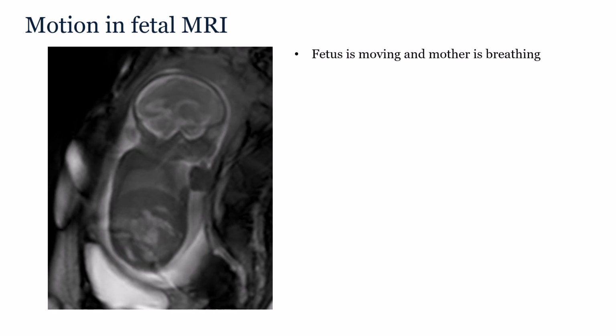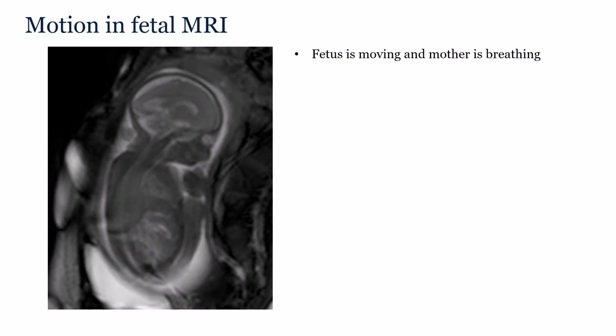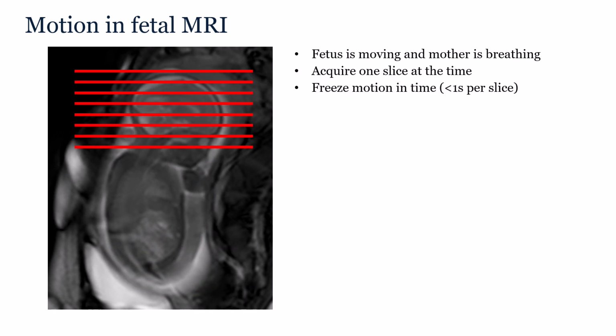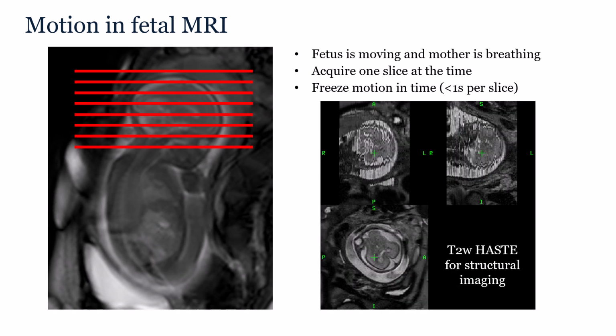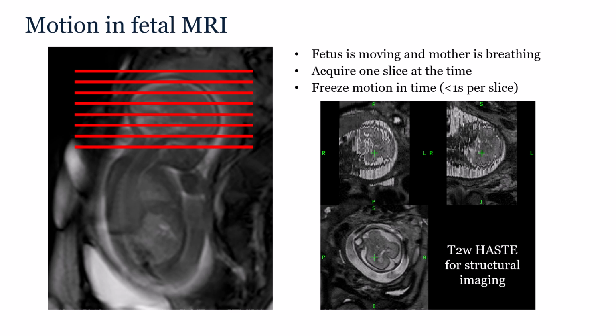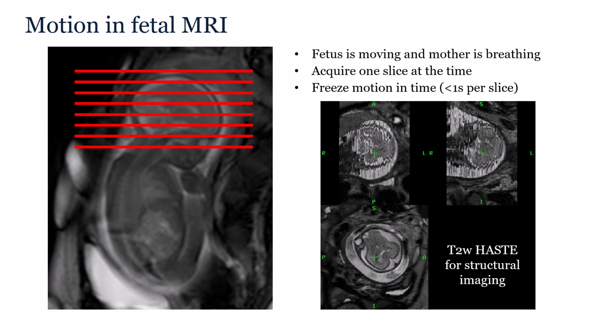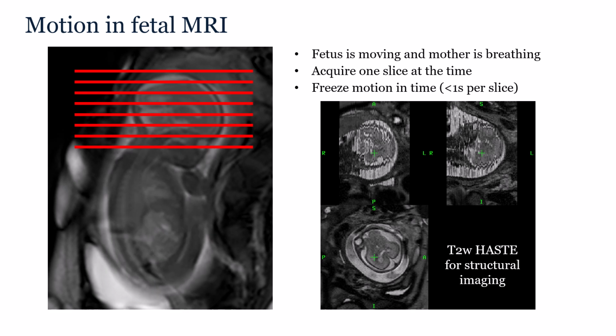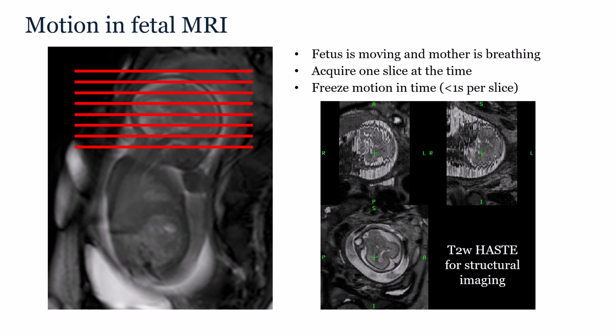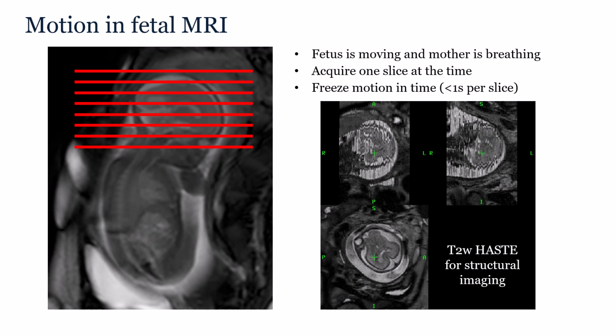During MRI acquisition, the fetus is moving and the mother is breathing. We therefore acquire one slice at a time, and this freezes motion in time. Here you can see an example of the most common T2-weighted fetal acquisition, a stack of 2D HASTE slices. We can see that we have nice 2D slices, but through plane, the volume is corrupted by motion.